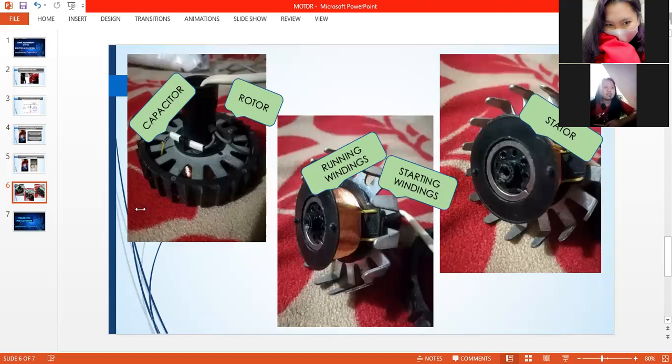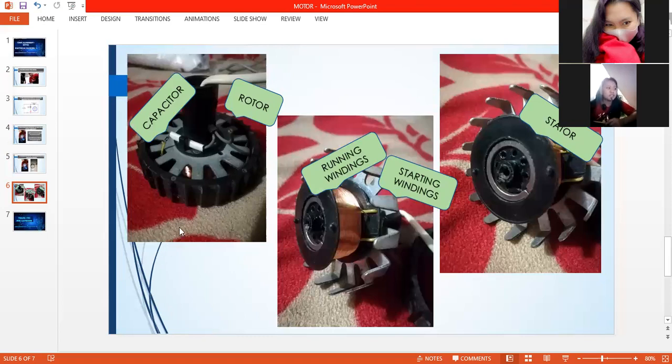Next is the stator. The function of our stator is to be the stationary part of the motor that does not move. Contrary to the rotor, which is the part that moves or rotates. They are opposites. So the stator is the stationary part, and the rotor is the moving part, the one that rotates.